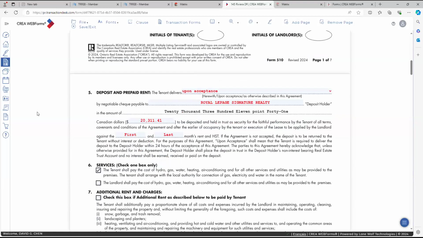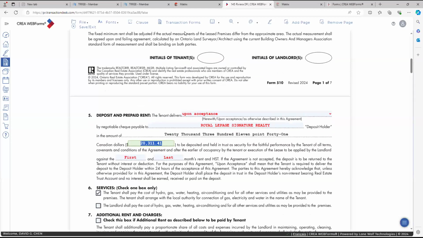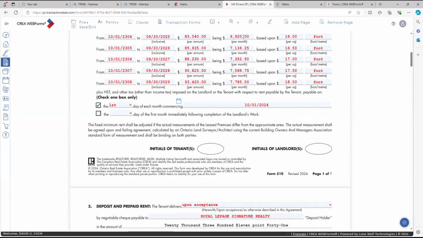Okay, we are getting to page 2 here. Of course, upon acceptance, paid to the leasing agent, this deposit, people are always missing it. They call it, remember net rent? 6,920, right? They pay the first month's rent plus the last month. Remember, first and last, 6,900 plus 7,700. That's the first and the last.